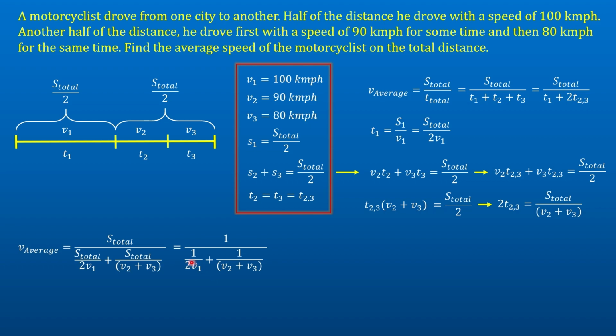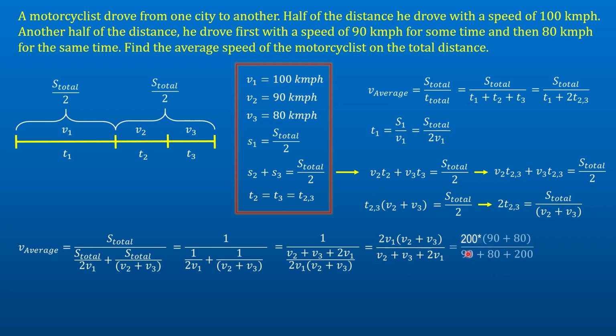Now let's sum these two fractions. Then we'll get this expression. Now if we divide 1 by this fraction, we are gonna get this expression. Now we have finally derived the final formula to calculate the average speed for this problem. All we need to do now is to put the values of these speeds into this formula.